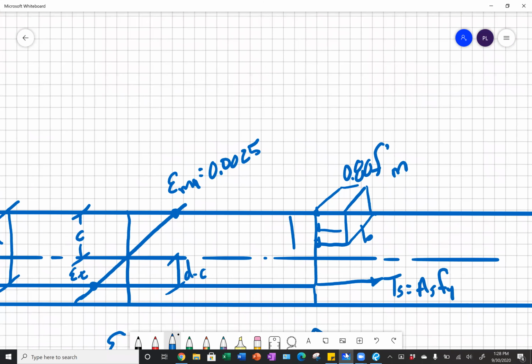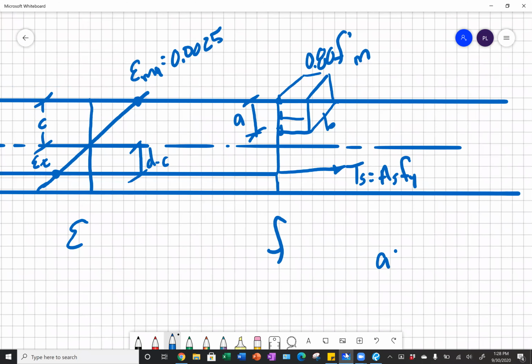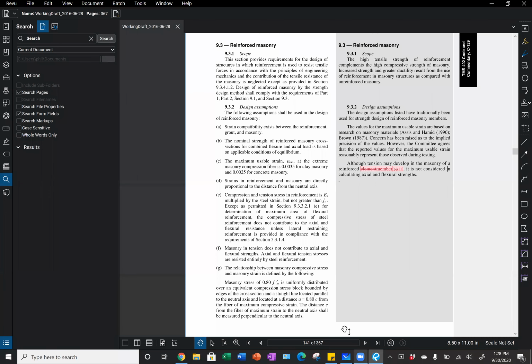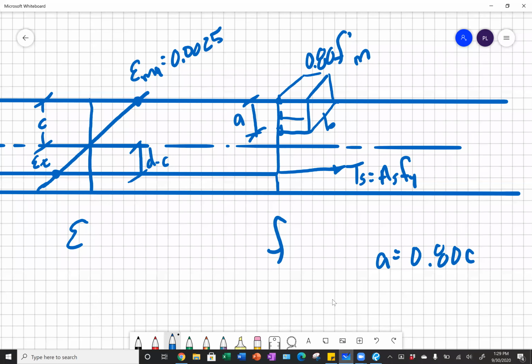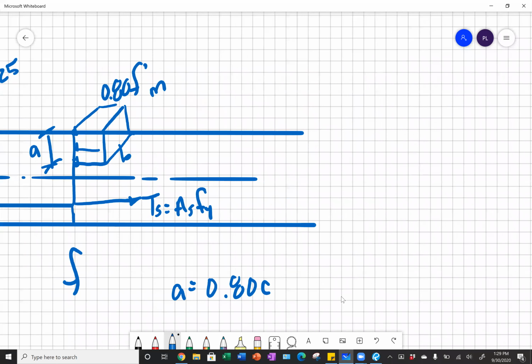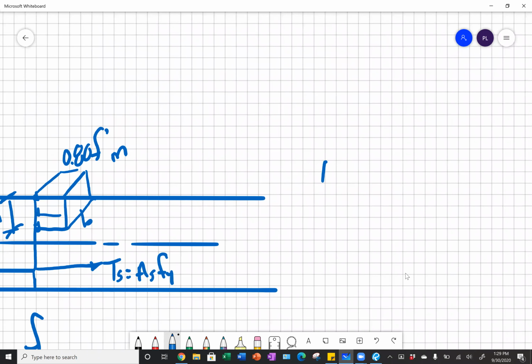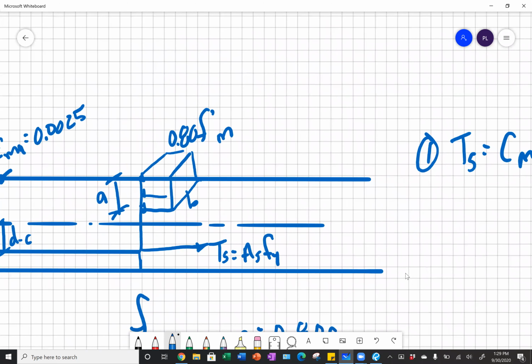And similar to concrete, we have this dimension here equal to a, and a equals 0.80 c for masonry. So in concrete design, we have a beta 1 factor. In masonry, a always equals 0.8 or 80% of our c value. And so based on that, we can come up with the same types of equations here. So one, we're going to set tension equal to our compression force in masonry. And what is our compression force in masonry? Well, C sub m is going to equal 0.80 f'm times a times b.